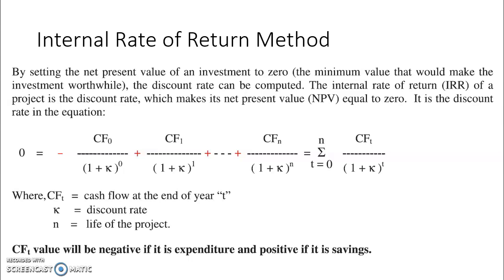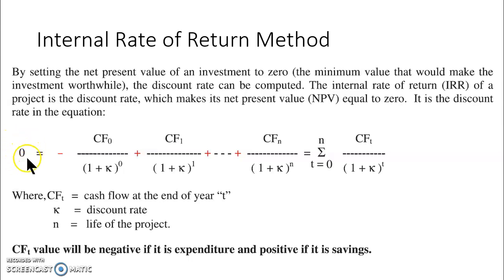Hi everyone. Now we are going to discuss the internal rate of return method, or IRR method, of financial management technique. So far we were discussing the net present value method, which considers the time value of money. And now we are trying to find out the minimum value of the discount rate at which your investment is worthwhile. That is calculated by keeping the NPV, or net present value, to be 0, and calculating the discount rate.